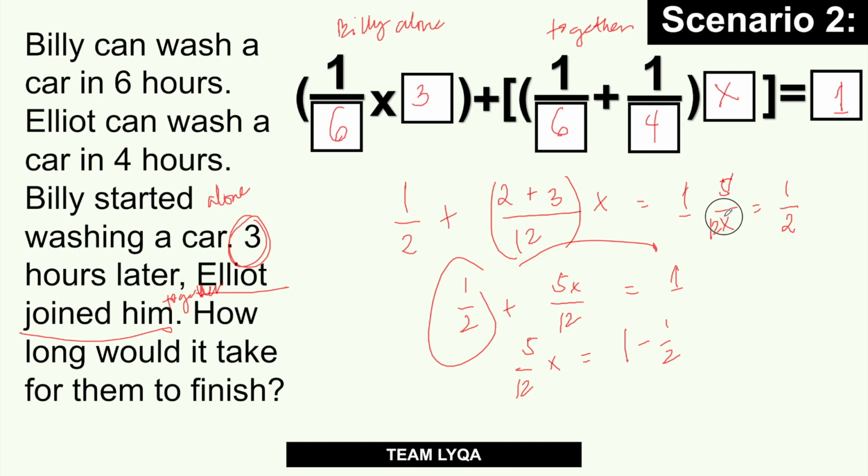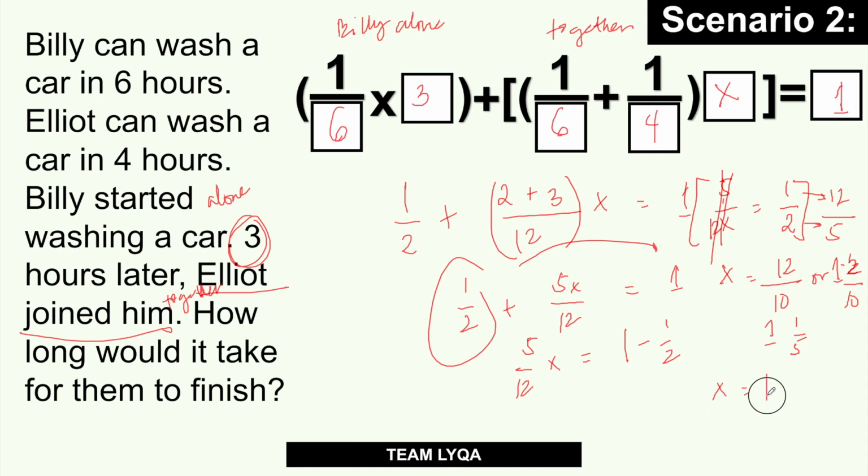So, para mawala yung 5 over 12x at maiwan yung x sa isang side, we're going to multiply it by the reciprocal o kabaliktaran. So, that is times 12 over 5. Makakancel ito. This will be just x is equal to 12 over 10, or 1 and 2 over 10, or 1 and 1/5. Okay, so the answer is 1 and 1/5 of an hour or hours.